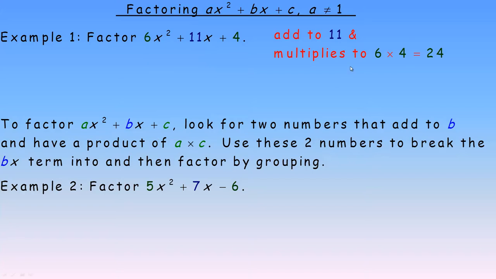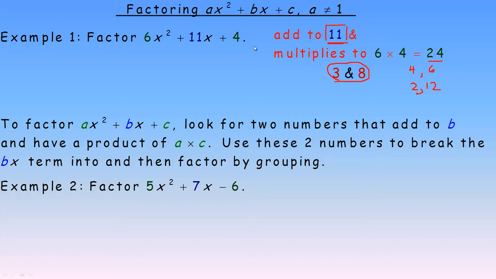So the numbers that do that would be 3 and 8. 3 and 8 add to 11, and they also multiply to 24. And I mentioned this in the x² plus bx plus c video. There are other pairs of numbers that multiply to 24 besides 3 and 8, like the 6 and 4 that we multiplied up here. But 6 and 4 don't add to 11. There's another pair, 2 and 12. They multiply to 24, but they add to 14, not 11. So 3 and 8 is the only pair that multiplies to 24 that also adds to 11. So that's why we're using the 3 and 8.